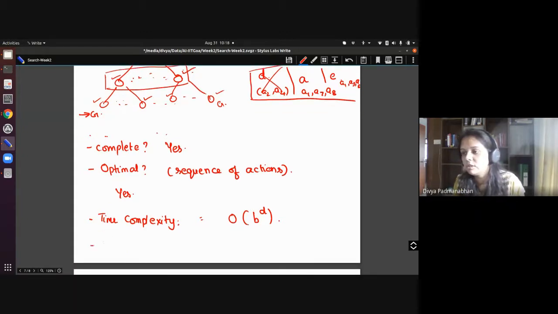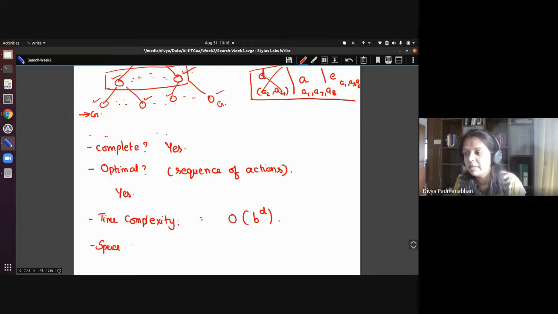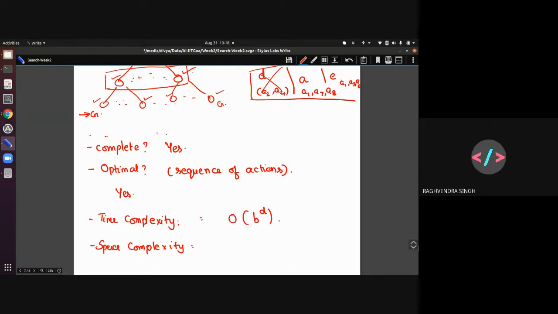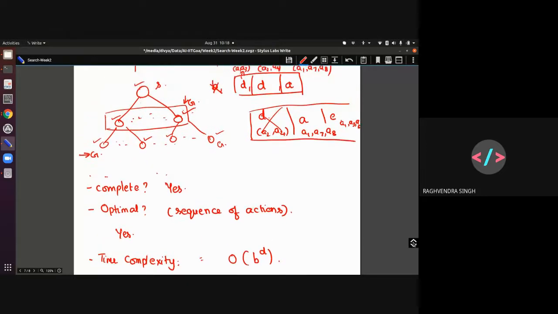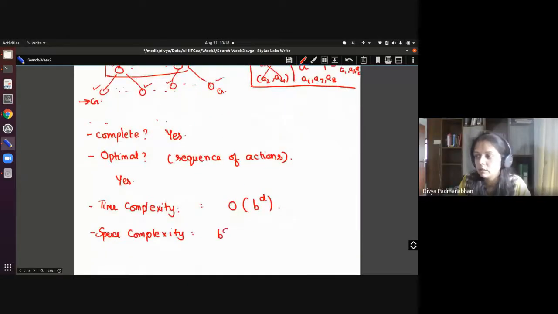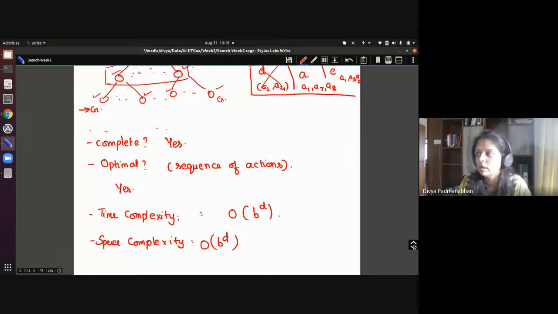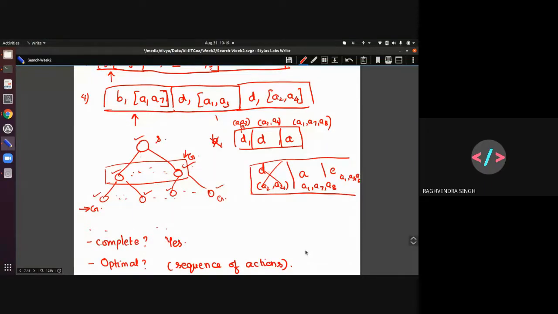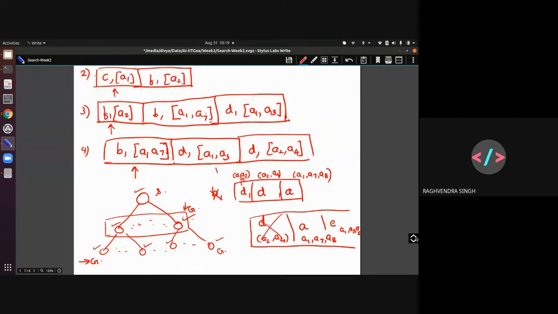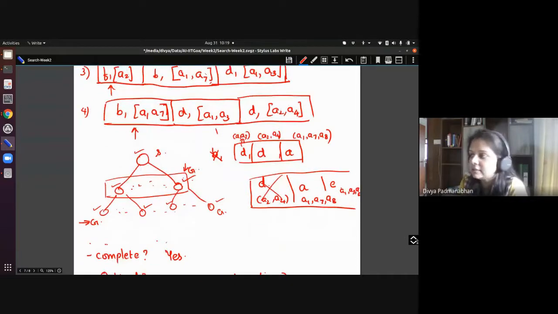Now what about the space complexity? So how many entries will be there in a queue at any point of time? Ma'am, I guess the space complexity should be same as time complexity, B to the power D. Okay, can you explain why that would be the case? Yeah, ma'am. In the worst case, if we are at the last level, i.e. at depth D, then for each node there will be its children, like there will be B to the power D children, and they will all be in the queue. Yes, exactly. So that's the reasoning.